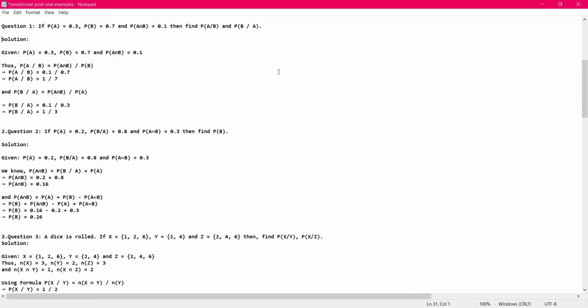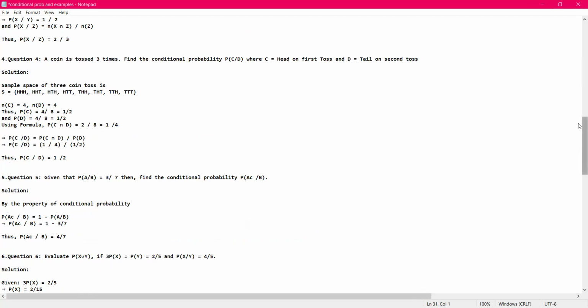Here also, for P of B given A, it means event A has already occurred. So whatever the event that has already occurred, we have to write that in the denominator. That's why I am getting P of A intersection B by P of A. Already we know the value: 0.1 by P of A, which is 0.3, equal to 1 by 3. So that is the answer. So go to next, we'll see the next question.